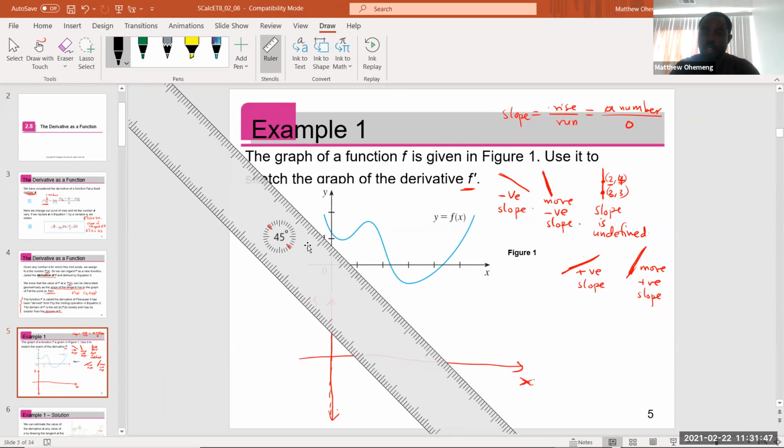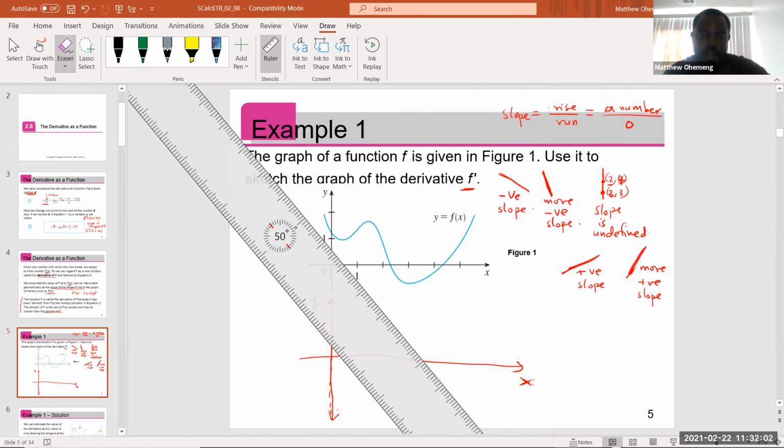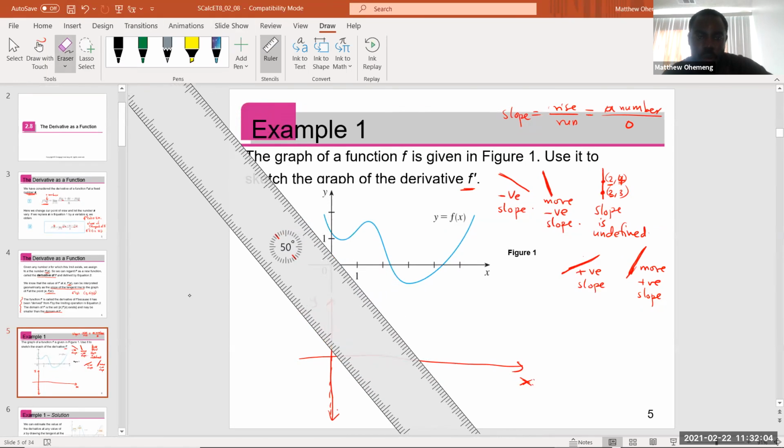So all that we're going to do here is think about if you're interested in, say, the slope of the tangent at this point, right? Suppose you're interested in the slope of the tangent at a certain point here. So let's start. We start from left to right, right?